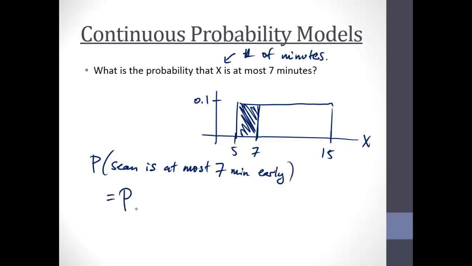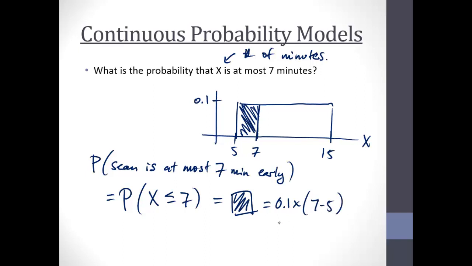I can simplify this a little bit with our notation. Again, x is the number of minutes that he's early, so I want the probability that x is less than or equal to 7. That's going to be the shaded area, which is 0.1 times 7 minus 5, which equals 0.2.